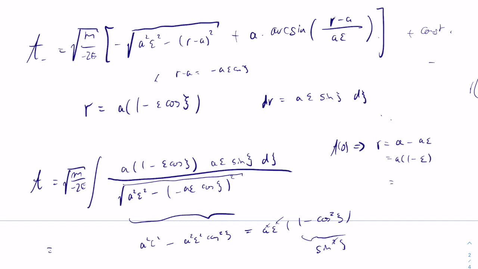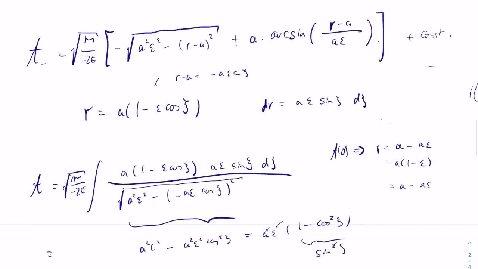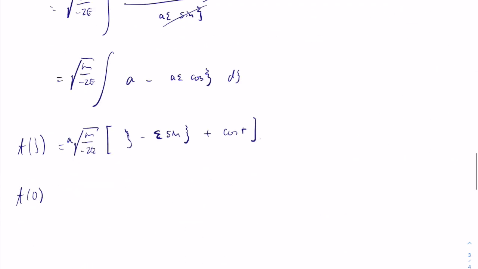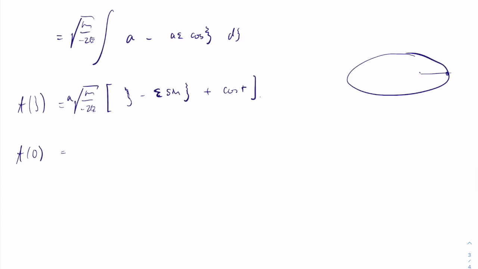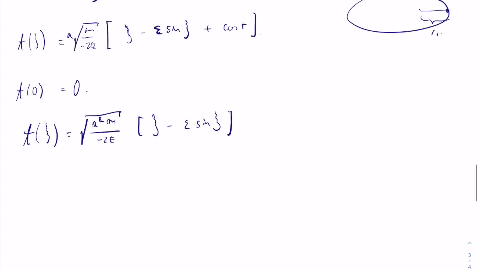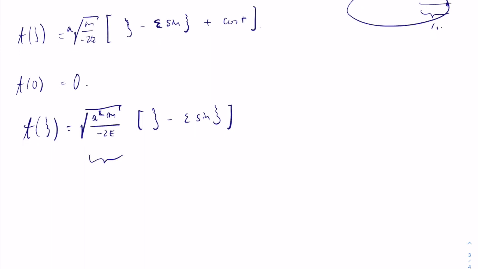Well, a minus a times epsilon, since epsilon is a minus r0 over a, is just r0, and therefore t of 0 is the starting point, the point where the planet is at the closest point to the other massive object. So we could safely say that this is when the time is 0 also.